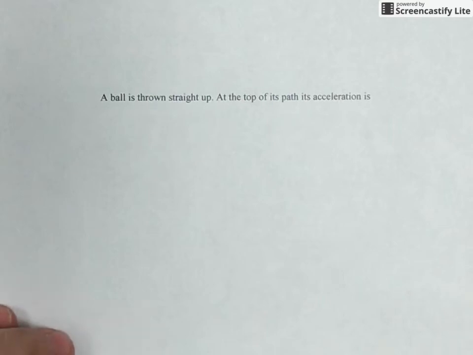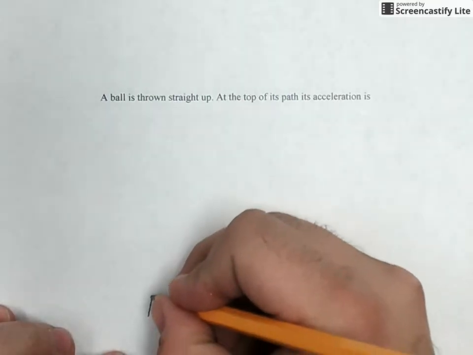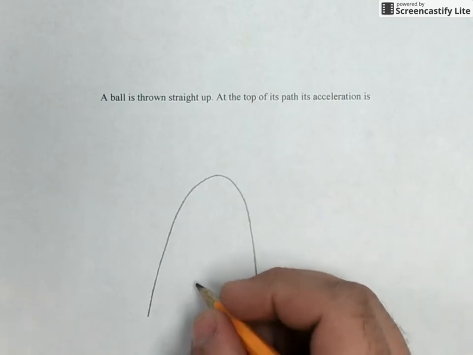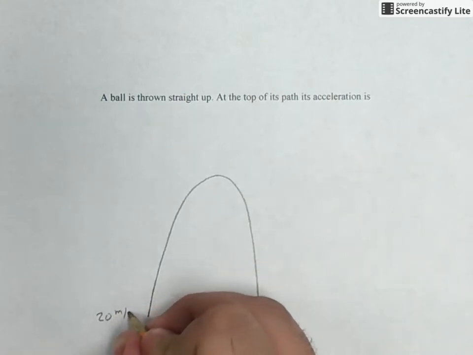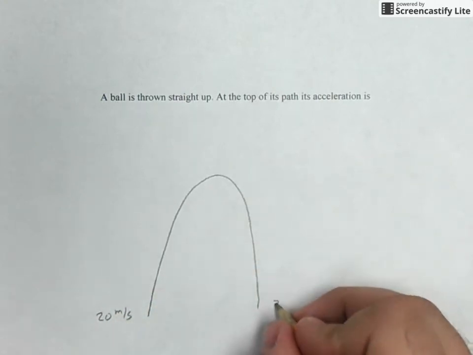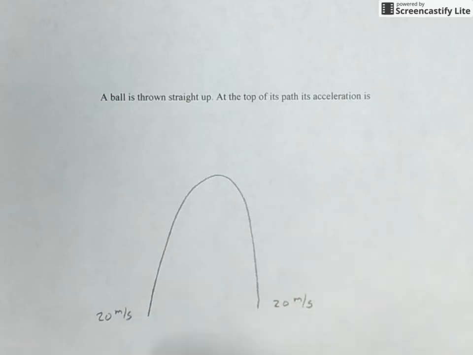A ball is thrown straight up. At the top of its path, the acceleration is... So if I throw a ball up and it comes back down, if it leaves my hand with a magnitude of 20 meters per second, we know it's going to return at 20 meters per second.